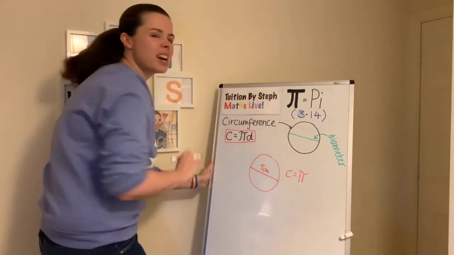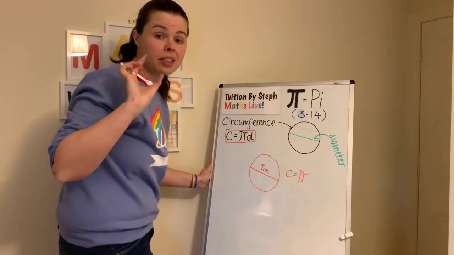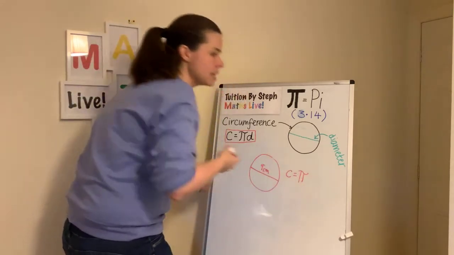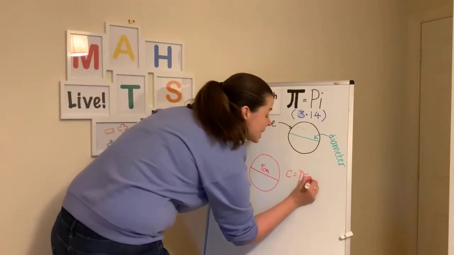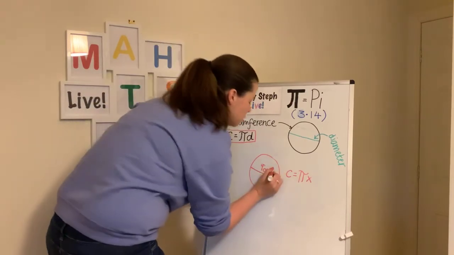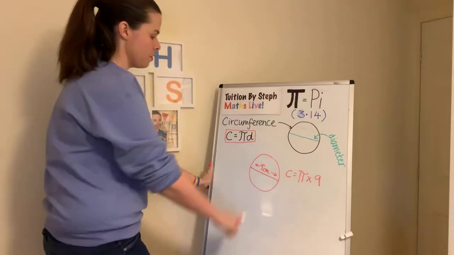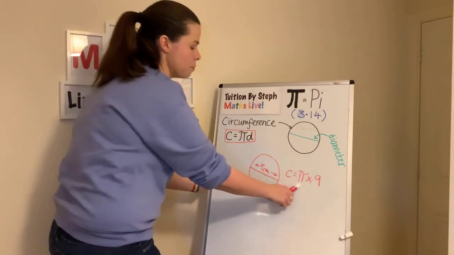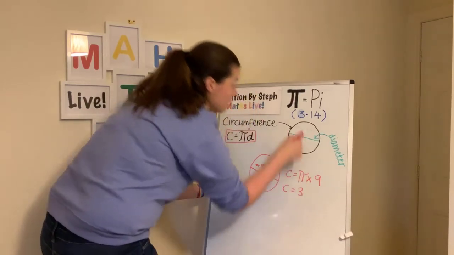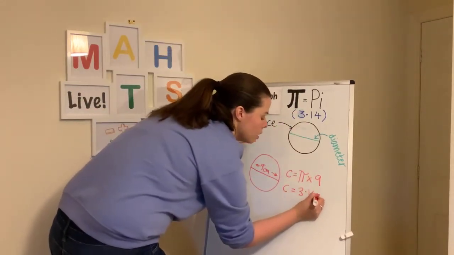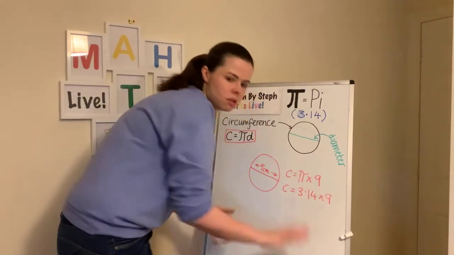Now why is the pi and the d squashed together? If you get two symbols squashed together, that means there's a hidden multiplication. So it's that many lots of, so it's pi times the diameter, which is 9. So to find the circumference of this circle, I do pi times 9. So it basically means 3.14 times by 9.